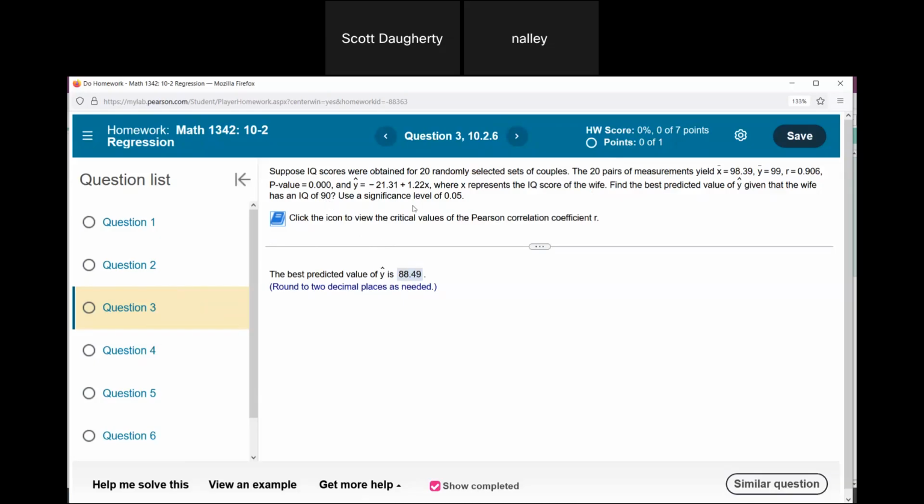In this case, they didn't tell us what the numbers were. They don't give us the 20 x values for the wives' IQ scores. So we don't know what the range is. So I guess we're just going to assume that 90 is within that range, and we're doing an interpolation here. I'm assuming that's what they want us to do, but we don't know, right? Because they didn't give us the 20 x values. But anyway, I just want you to be aware of that in case you ever run into something like that.